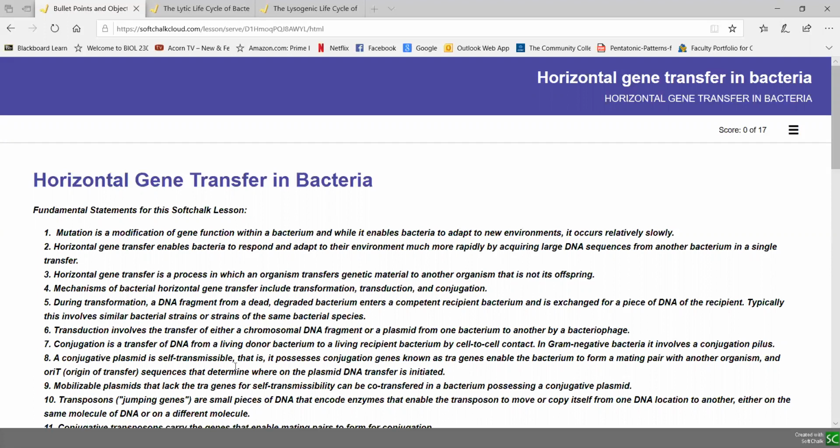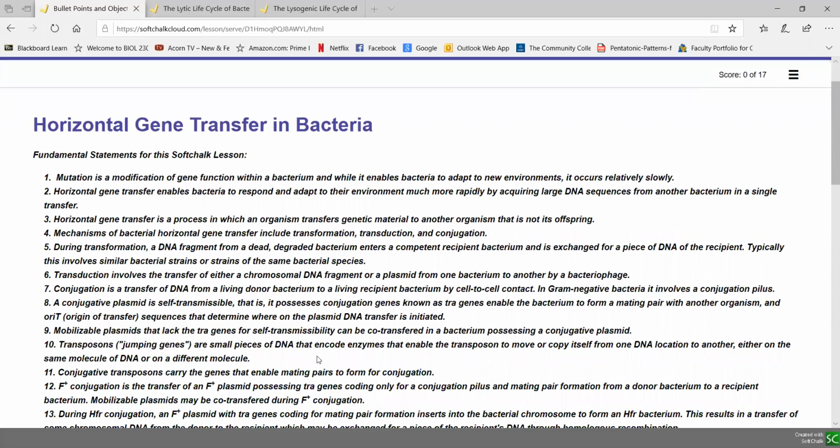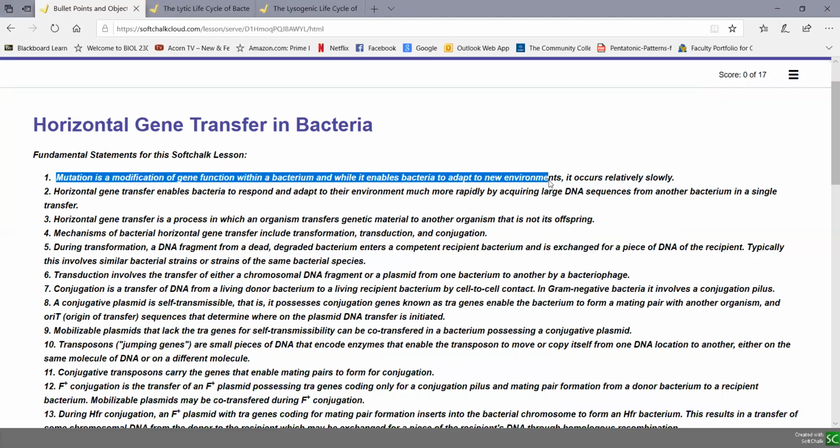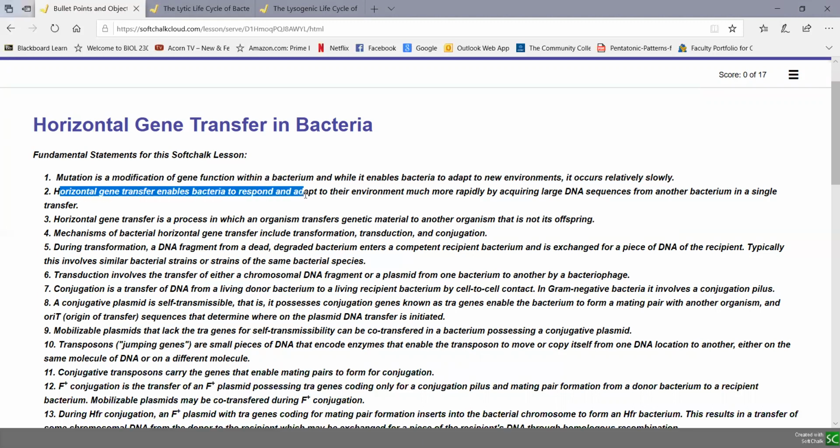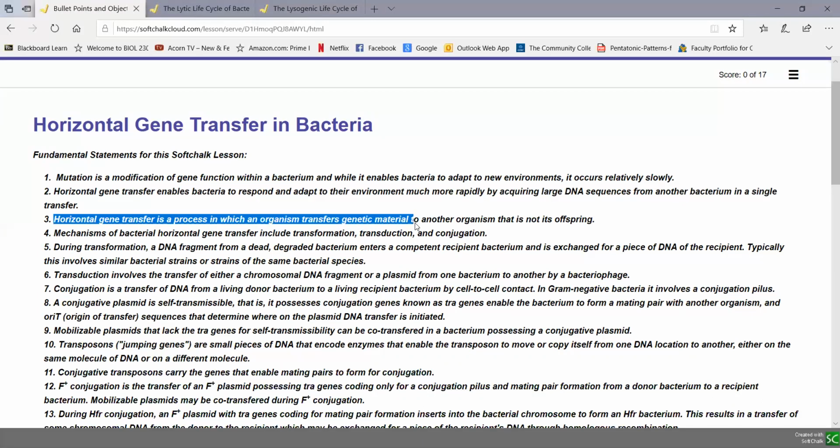So let's look at our fundamental statements for this SoftChalk lesson. Mutation is a modification of gene function within bacteria, and it enables a bacteria to adapt to new environments, but it is a more slow process. Whereas horizontal gene transfer enables bacteria to respond and adapt to their environment much more rapidly by acquiring large DNA sequences from another bacteria in a single transfer. Horizontal gene transfer is a process in which organisms transfer genetic material to another organism that is not its offspring.